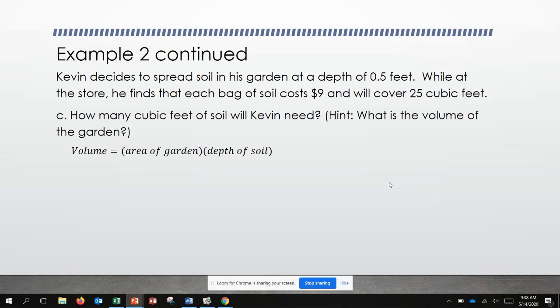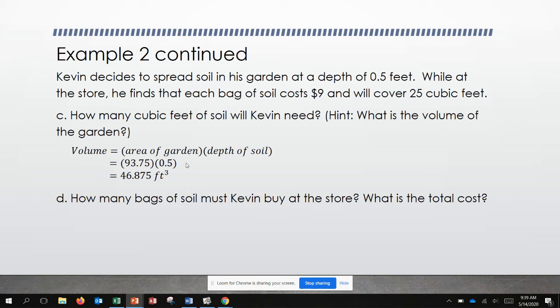So remember, our volume is the area of the garden times the depth of the soil, or length times width times height. Okay? We found that the area of the garden on the previous slide is 93.75. Okay? Our depth of the soil in this problem is 0.5 feet. Okay, notice this is the actual depth of the garden, not a scale. We multiply them together, we get the volume is 46.875 feet cubed.